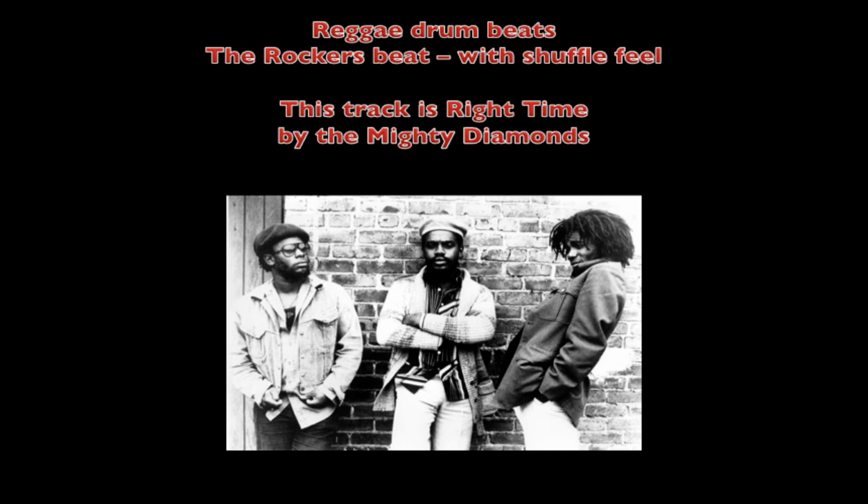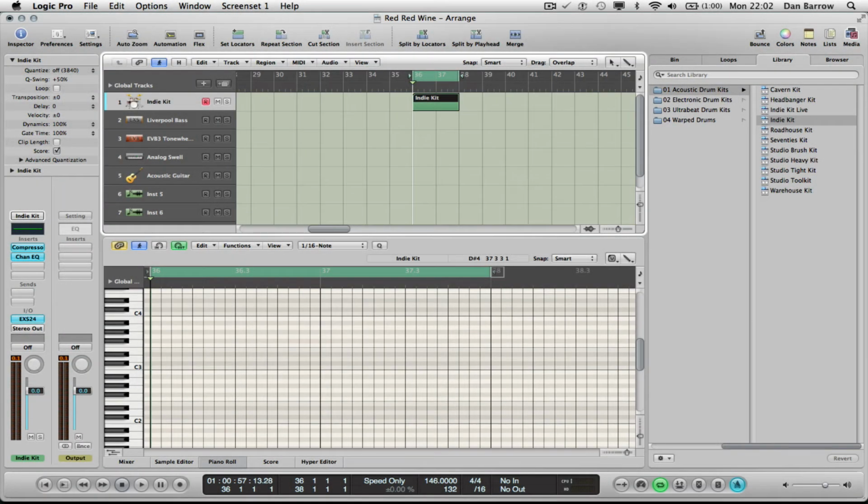In Logic now, I'm going to show you how to make a shuffle rockers beat. Here we are in Logic, still using the indie kit, and I've increased the tempo to 146 beats per minute this time. I'm going to put in a kick drum on the one drop, which just means beat 3, and also a rim click on beat 3, like this.